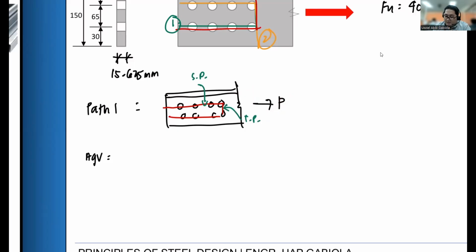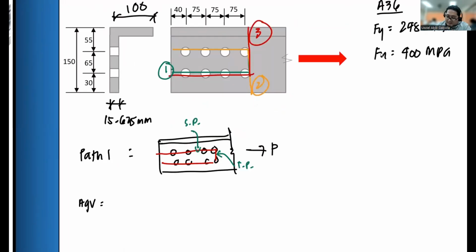Okay? So for shear plane, kailangan natin ng gross area ng shear plane. So kailangan natin yung width times yung thickness. So yung width natin is how much? So that is itong portion na to. Sorry. Itong portion na to. So that is 40 plus 225. That is 265 mm.